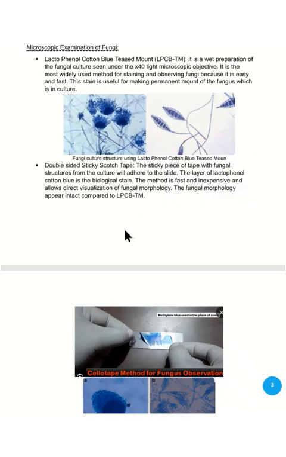The other method is what's called a double-sided sticky scotch tape. In this case, we take a tape, the ordinary sellotape. We call it sticky scotch tape, and then we take a part of the colony from the petri dish, and we put it on the slide together with the stain.